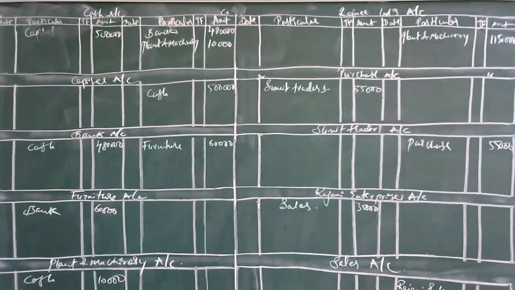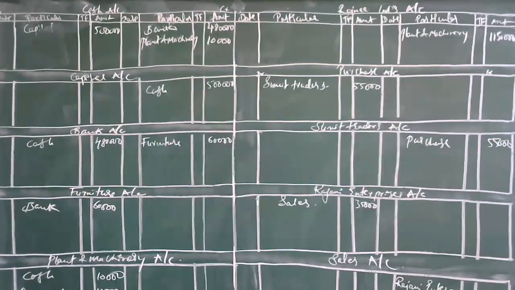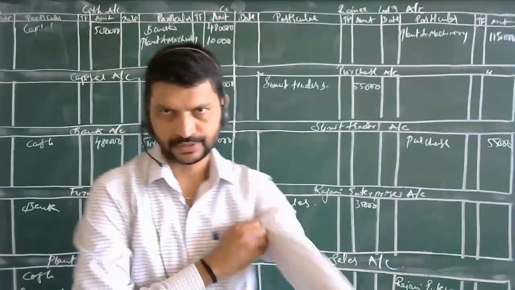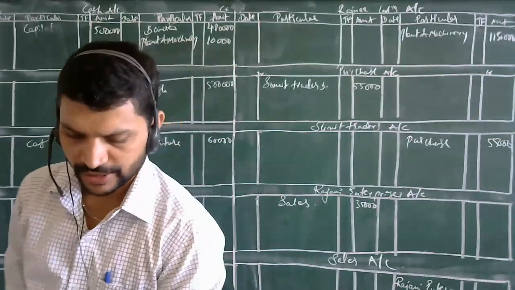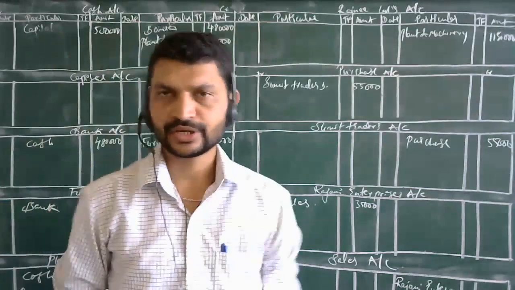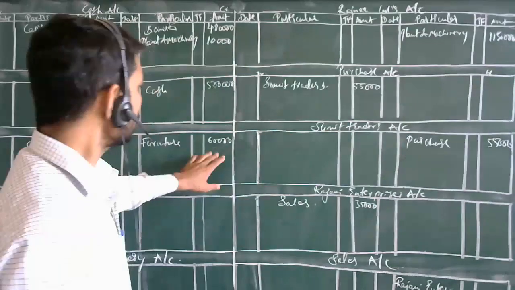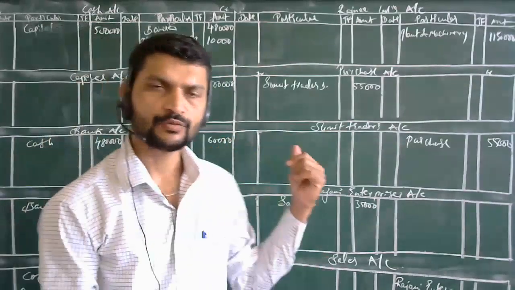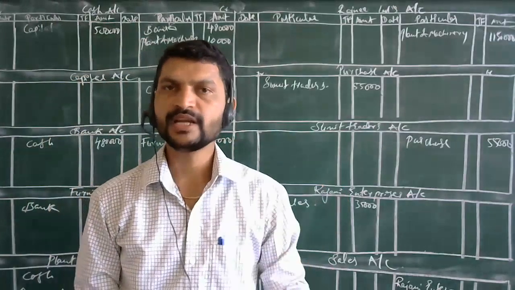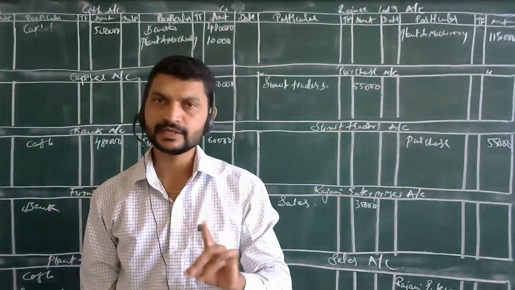See, we are having a new problem over here. I will just highlight the things and even I will tell you all the journal entries. You have to pass the journal entries. I will be posting it to ledger accounts, the ledger accounts whatever have been opened. How many ledger accounts will be there? That I will tell you here.